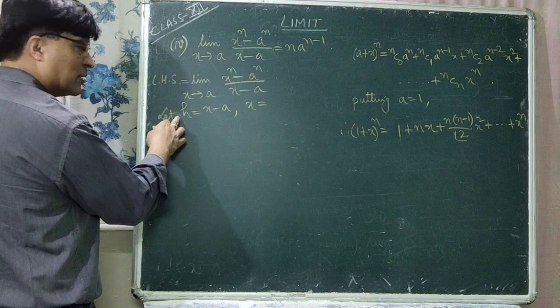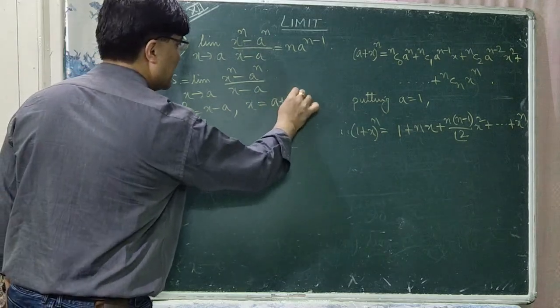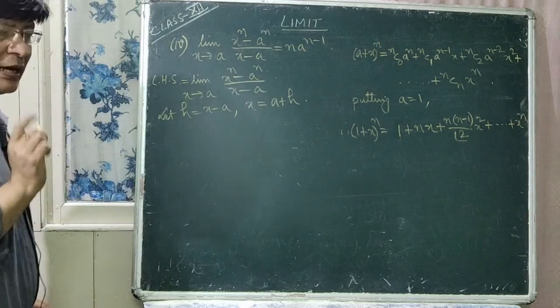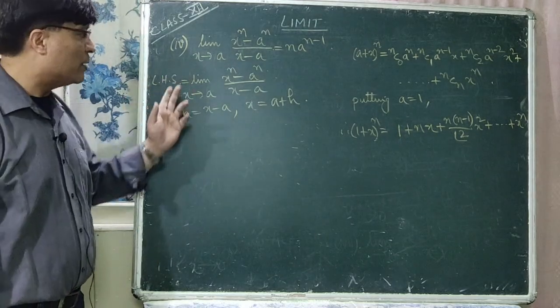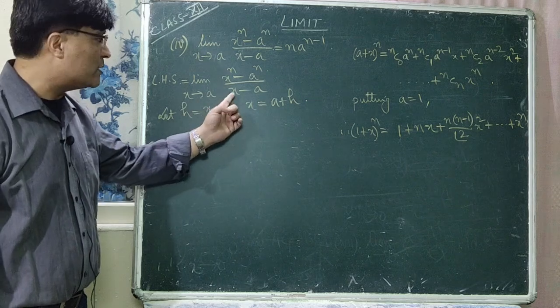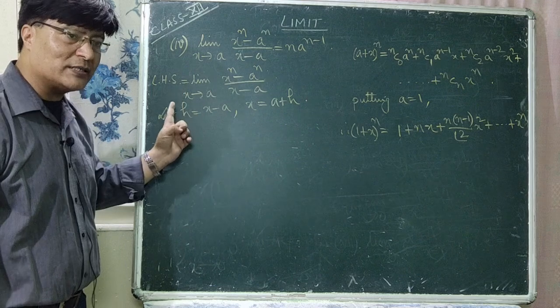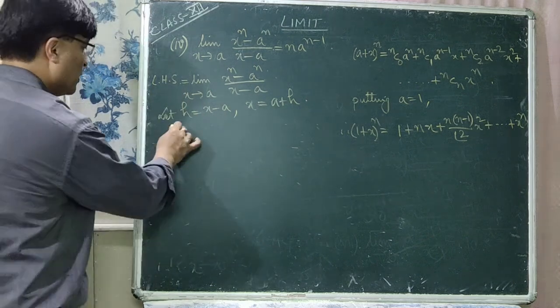So minus a is taken to the left hand side. What does it become? Plus a. So it is a plus h, right? Now you have to change the limit also, because we are changing the variable here. The variable was x and we have assumed x minus a as h. When x tends to a, what does h tend to?